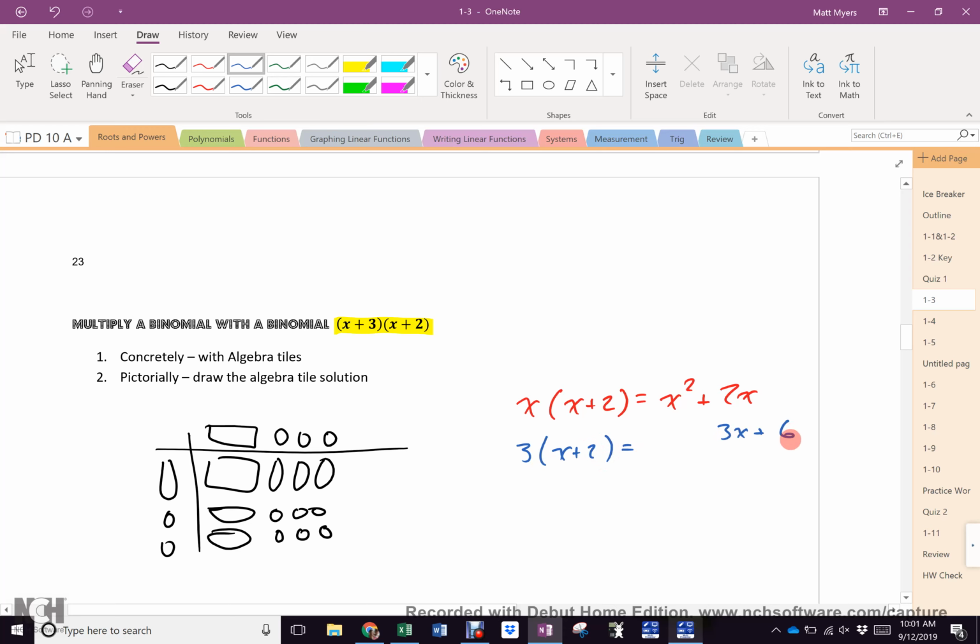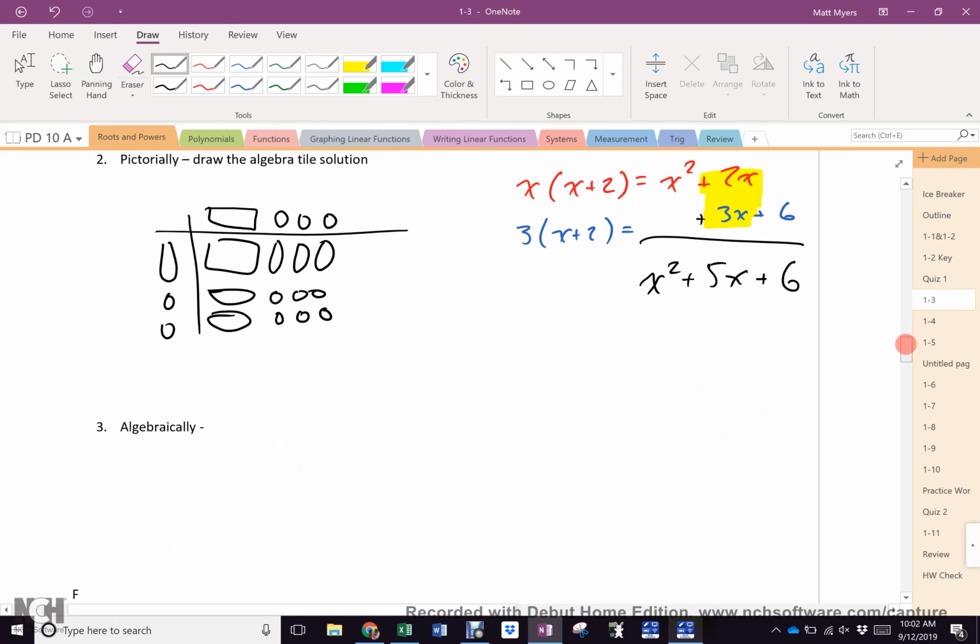3x plus 6. Why did I slide this 3x over here? What have I done now to make my life much easier? What have I done right there? I've lined up my like terms. So now my answer is, of course, there's nothing there. So that is x squared and nothing. X squared. 2x's plus 3x's, 5x's, nothing plus 6, 6.